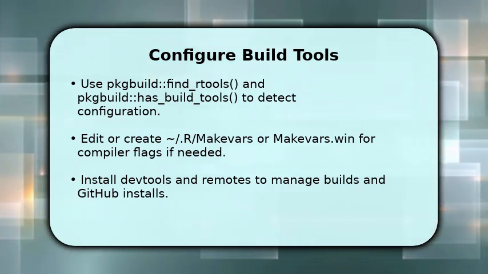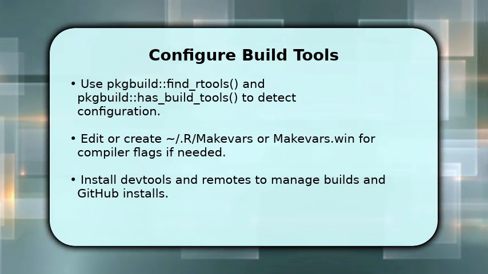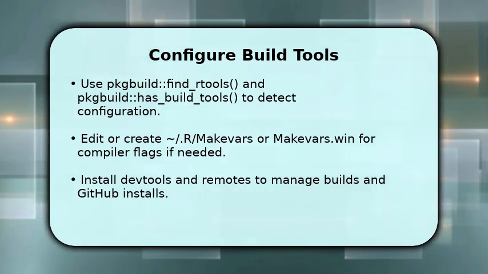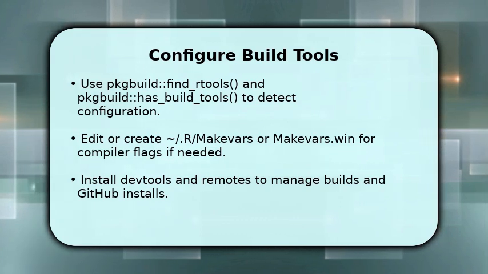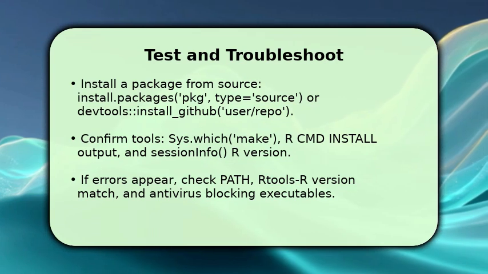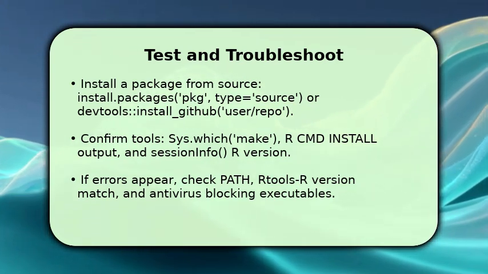Install devtools and remotes to simplify building and installing from GitHub. Once configured, test by calling devtools::build(). Finally, verify everything with a real build. Install a package from source or use devtools::install_github() to exercise compilation.